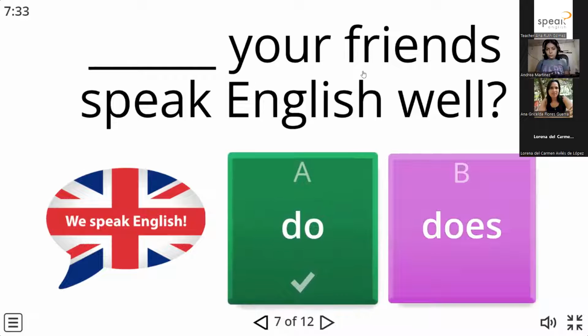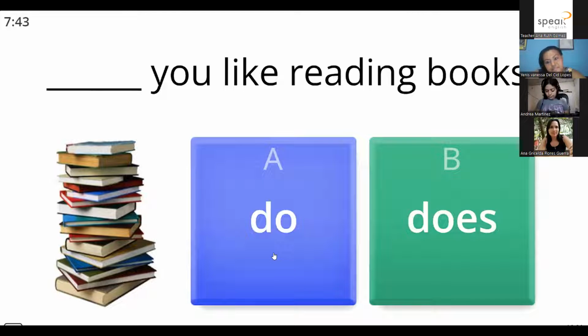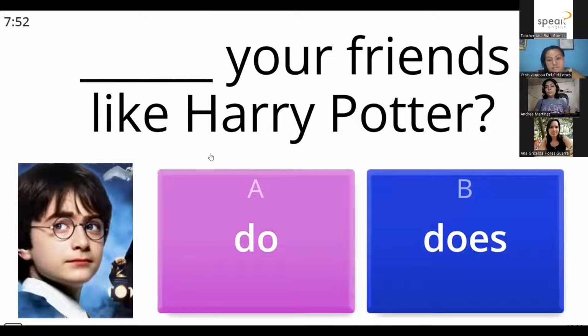Do your friends speak English? Well, what about the next one? Option A, do. Very good. Do you like reading books? Okay, what about the next one? Option B. Are you sure? Pay attention. Friends, plural. Option A. Yes, all right.